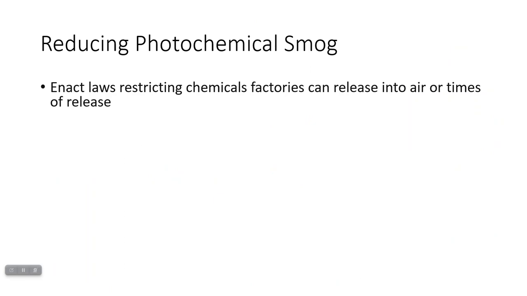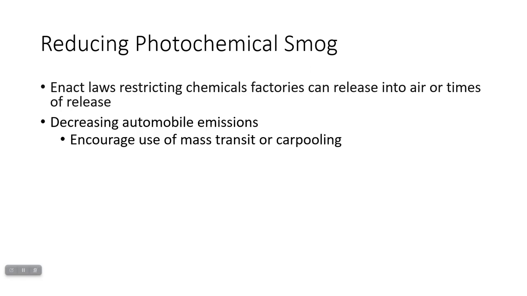So how do we reduce photochemical smog? Well, one thing that's been important in that is enacting laws that are going to monitor and regulate what chemicals can be released from factories into the air or what times they can be released. So instead of releasing them in the afternoon, make sure they're released at night or during cooler times when there's no direct sunlight. There's a lot of things that deal with cars, so decreasing automobile emissions.